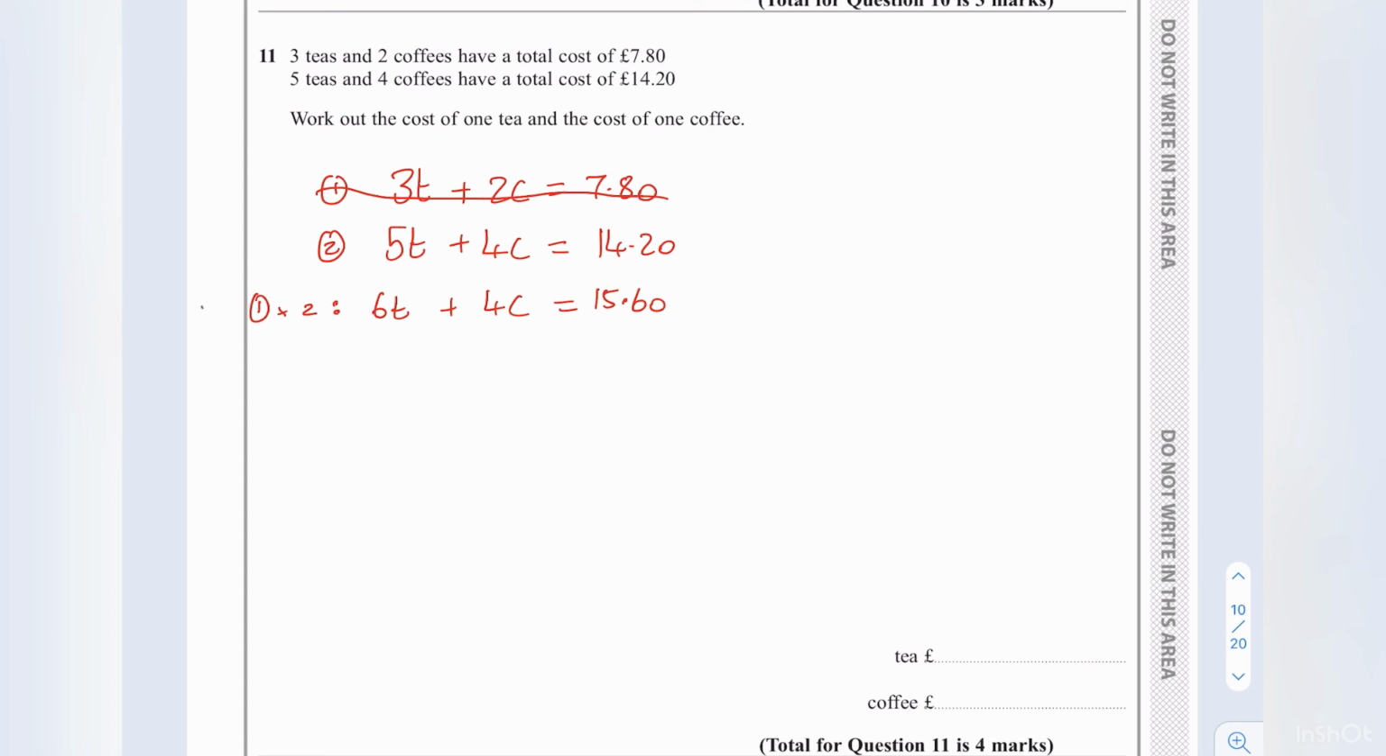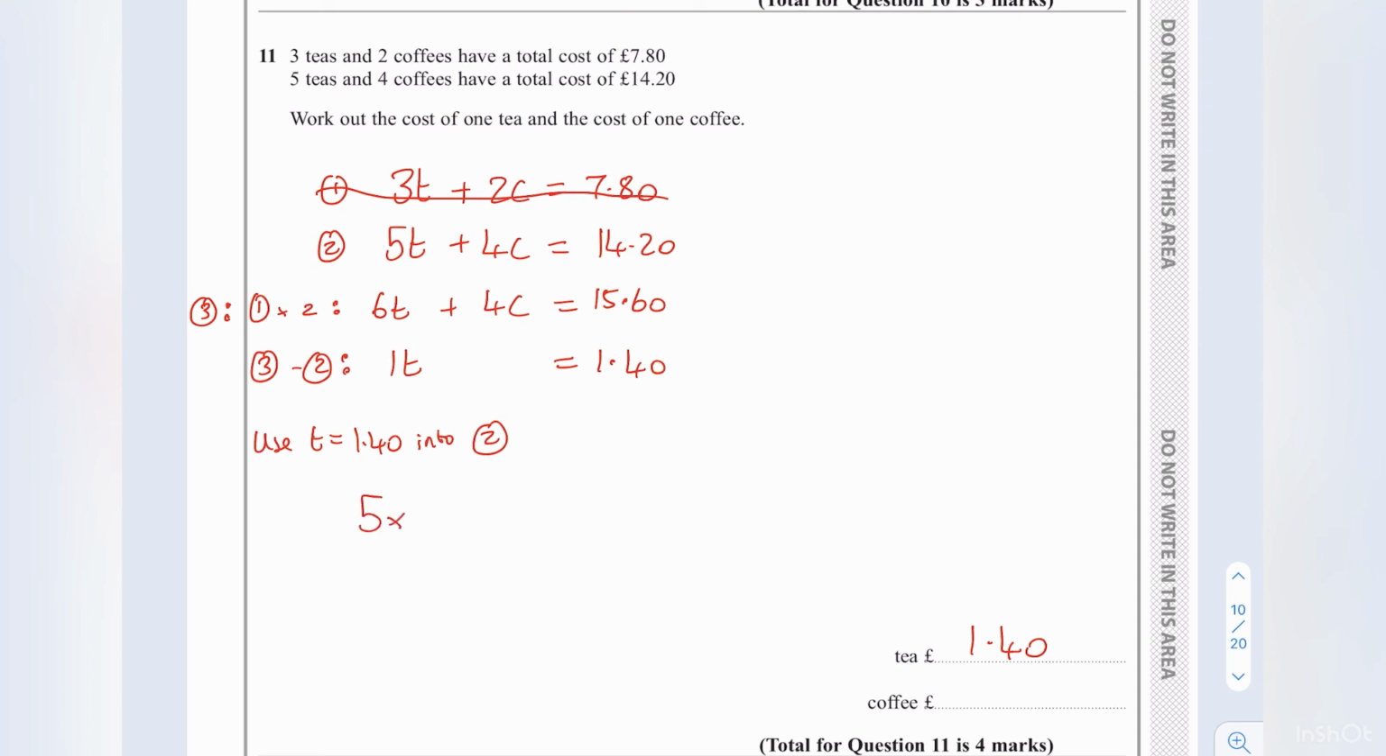I'm going to take my new equation, which I'm going to label as equation 3, away from my equation 2. I've done this just so that I don't have any minuses. 6t take away 5t is 1t, 4c take away 4c is nothing, £15.60 take away £14.20 is £1.40. So straight away I've worked out my t is £1.40. Now I can substitute it in to work out the cost of my coffee. I'm going to use t equals £1.40 in equation 2.